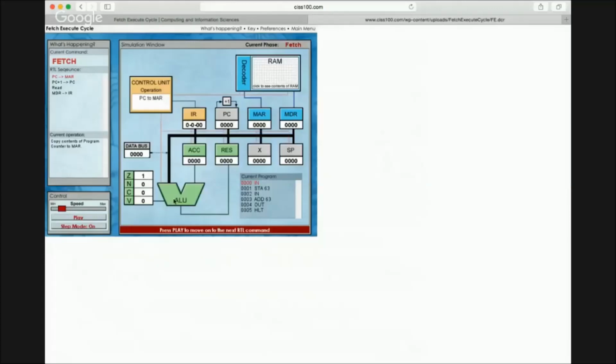What else haven't I said here? Take a look at this data bus. This again, 0000, is representing hexadecimal. What is my word size? What is my bus width here? Whenever you know it, let me know.